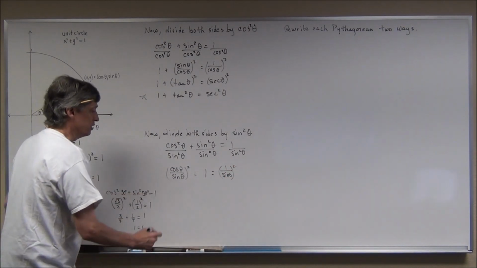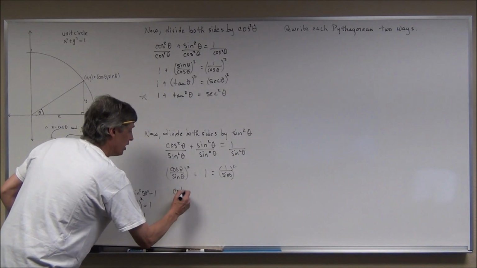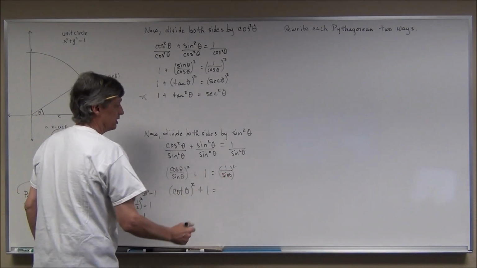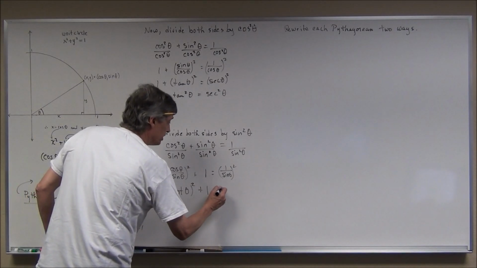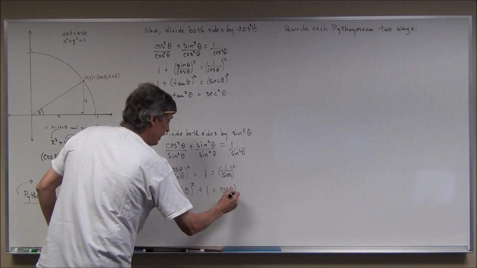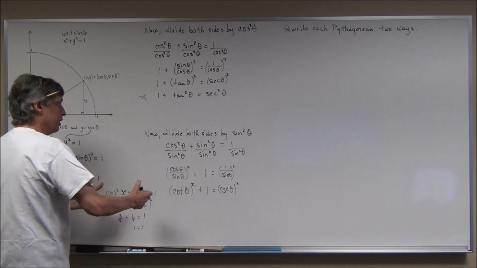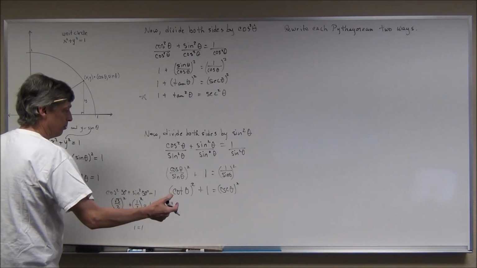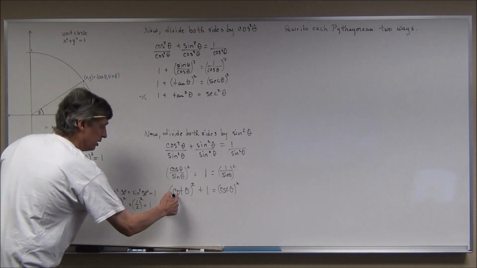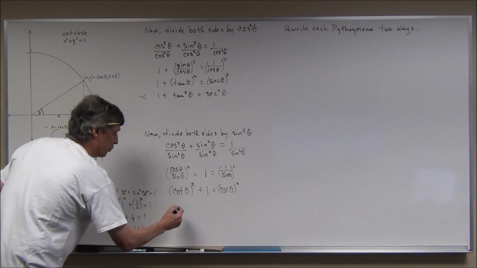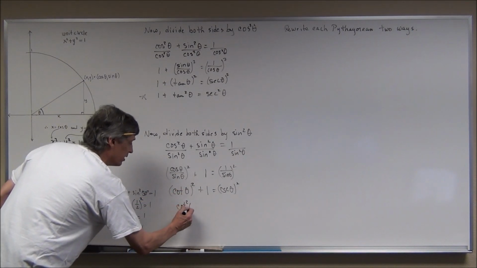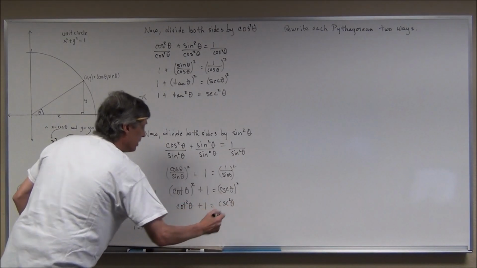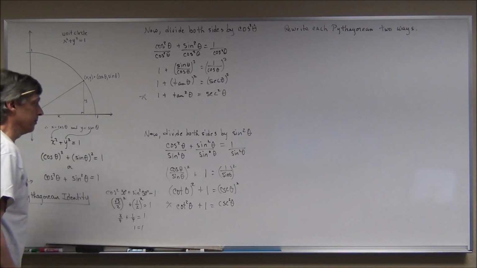Cosine theta over sine theta is cotangent theta, and that's squared, plus 1 equals 1 over the sine of theta. That's the cosecant of theta, and that gets squared. Or again, using the simpler, quicker notation, cotangent squared theta plus 1 equals, you got it, cosecant squared theta. And that is the third one.